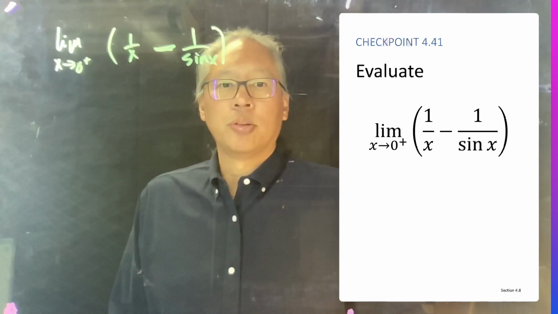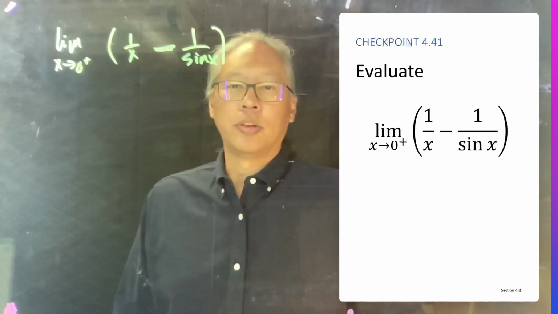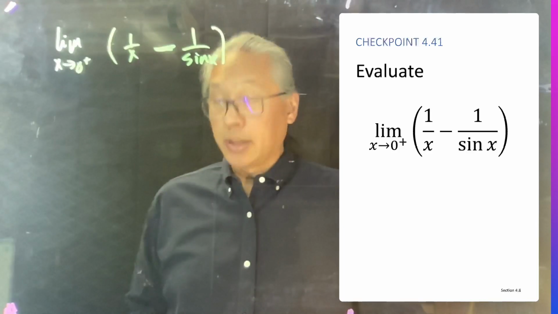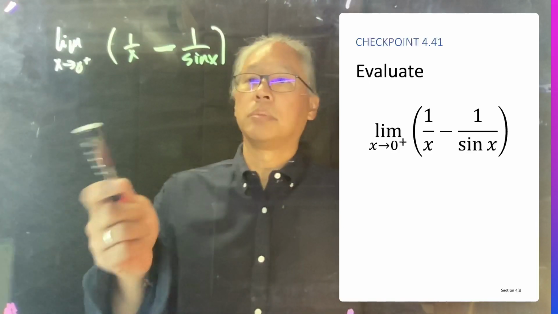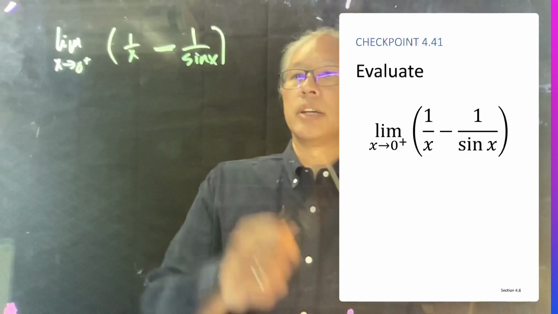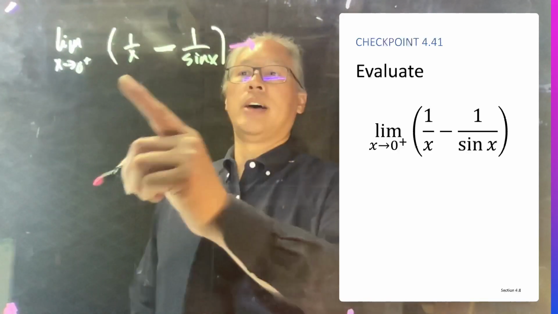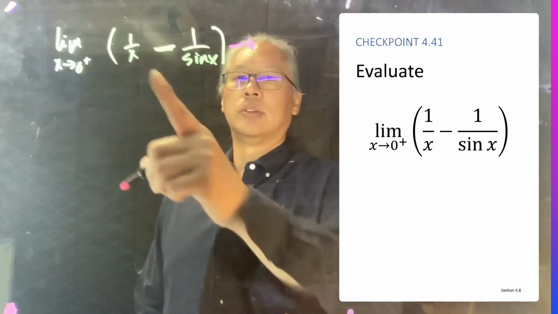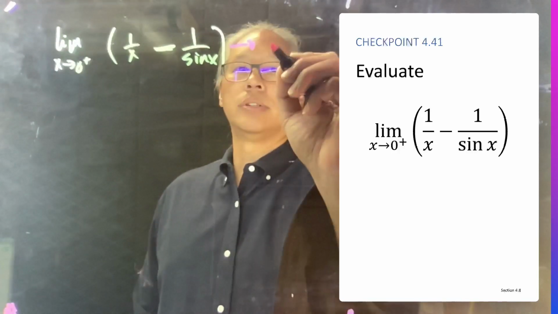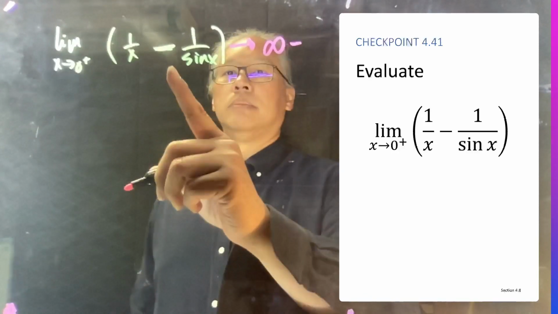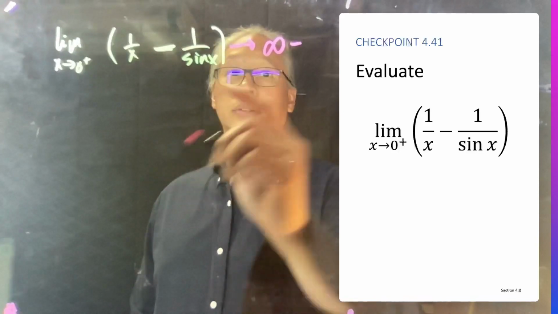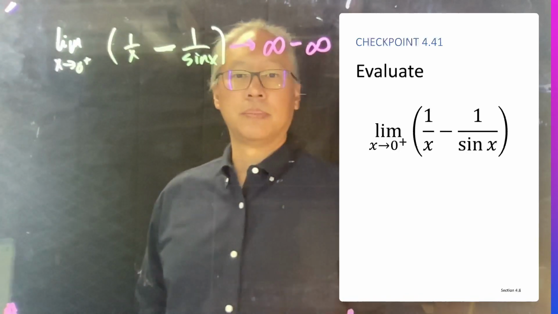Hello, we're doing checkpoint 4.41 from section 4.8, and they want us to take the limit as x approaches 0 from the positive side of 1 over x minus 1 over sine x. If we just put in the value of 0 for x here, we're going to get 1 over 0, which is infinity, minus 1 over sine of 0, which is 0, so that's going to be infinity as well.